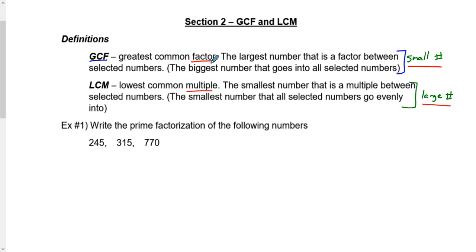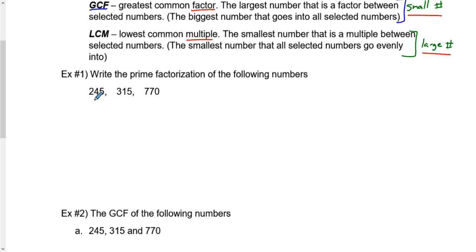A factor is something that makes up another. For example, in our section 1, we talked about writing down the prime factorization. We're going to bring that back. So we're going to look at the small numbers that make up 245, 315, and 770. At the same time, for the lowest common multiple, we're looking for a number that all of these numbers would actually be going into. So they are multiples of these smaller numbers.